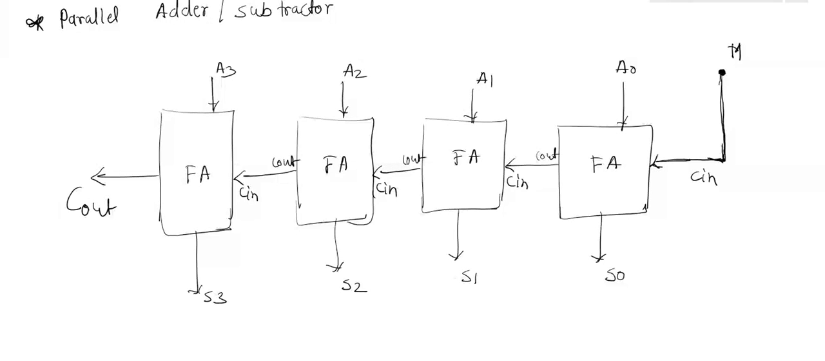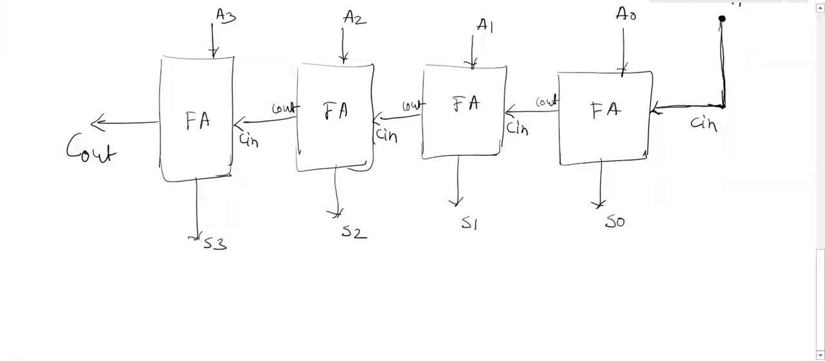But how to give this input? Because to perform the addition, the input should be as it is, and to perform the subtraction, in the inversion form. Clear? Now let's say I am using M is equal to 0.